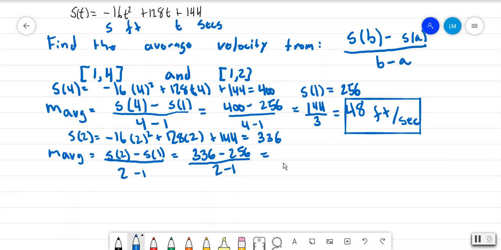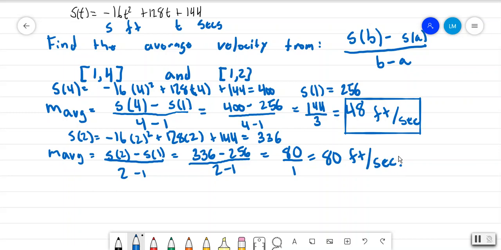Now, what this does is it gives you the following. It gives you 144 over 3. Okay, but if you simplify that, 144 divided by 3, I think I might be looking at the wrong one again. Okay, sorry. So let me just change that. I got my notes backwards. So, yeah, that should be just 80. So it's going to be 80 divided by 1, and that's just going to be 80. So that's 80 feet per second.